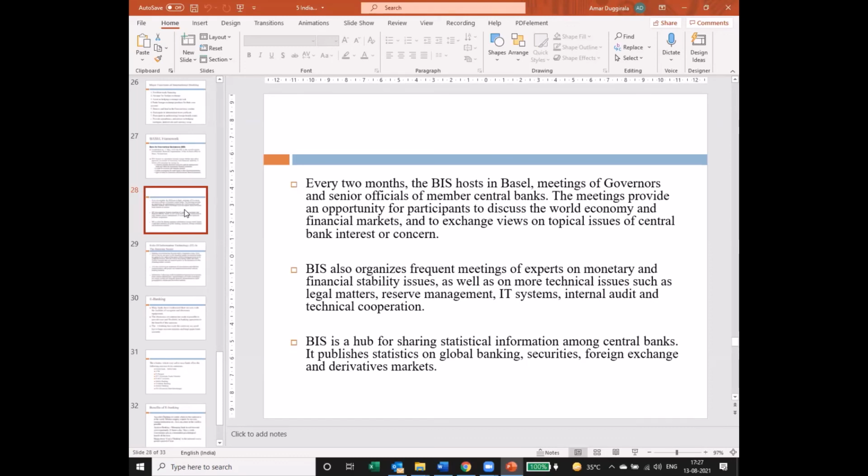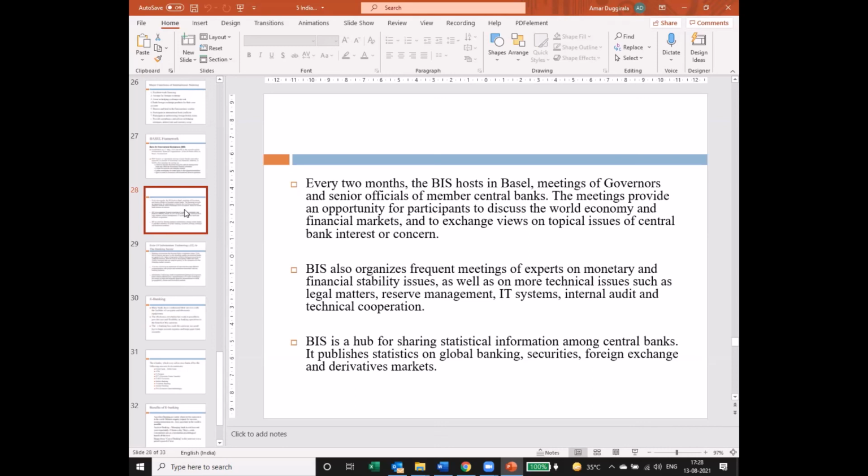Technical issues such as legal matters, reserve management, IT systems, internal audit, technical cooperation, etc. Nowadays, the most important thing is cyber attacks. Cryptocurrency is one of the most debated topics across the globe, and BIS is also discussing what cryptocurrency is, how we invest in cryptocurrency, what the secured features of cryptocurrency are, what cyber attacks can blow the entire money off. BIS is also a hub for sharing statistical information among central banks. It publishes statistics on global banking, securities, foreign exchange, and derivative markets.